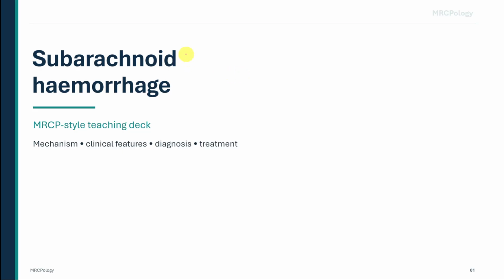Imagine a patient suddenly develops an explosive headache while doing normal activity. They describe it as the worst headache of their life, then vomit, become photophobic, and perhaps briefly collapse. In an MRCP exam, that story should immediately make you think of subarachnoid hemorrhage.